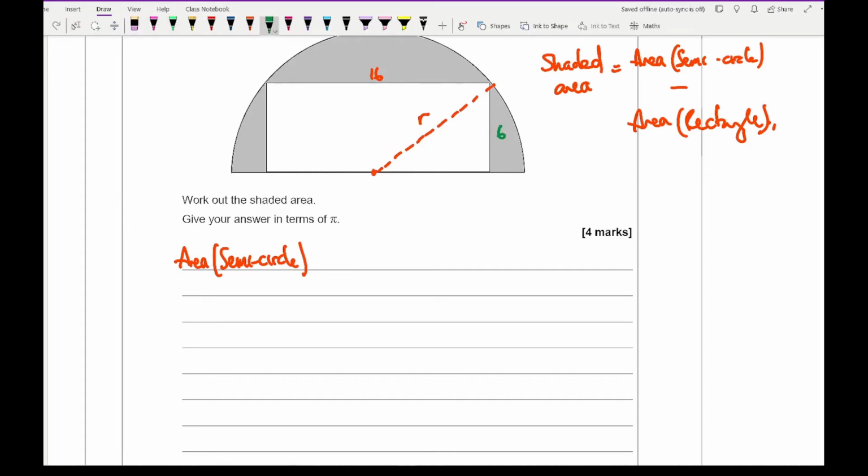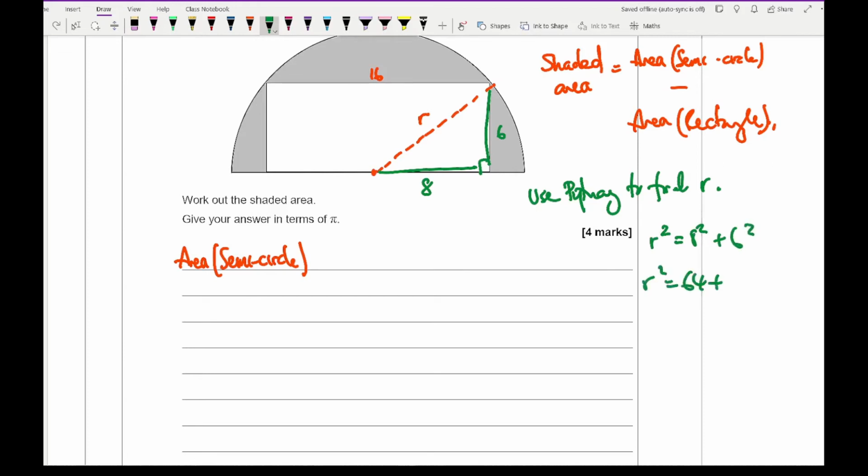That if I halve this distance, that's going to be 8, and that then becomes a right angle triangle, which therefore means I can use Pythagoras. So we use Pythag to find r. So from this we've got r squared equals 8 squared plus 6 squared. So r squared equals 64 plus 36. So r squared equals 100. So r equals 10.